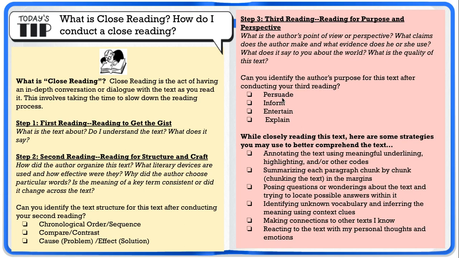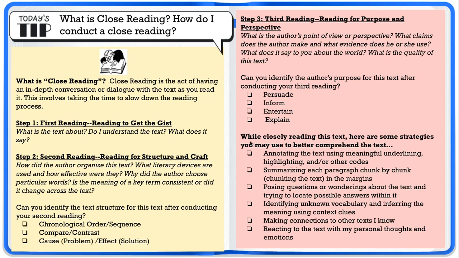Persuade, thinking about the idea of convincing you to do something, the reader convincing you of a new idea or an action to take. Inform would be teaching you something new, using facts and details and evidence. Entertain would be for fun. This is mainly in fictional texts. And to explain, this might be a how-to, how to build something or how to do something step by step.